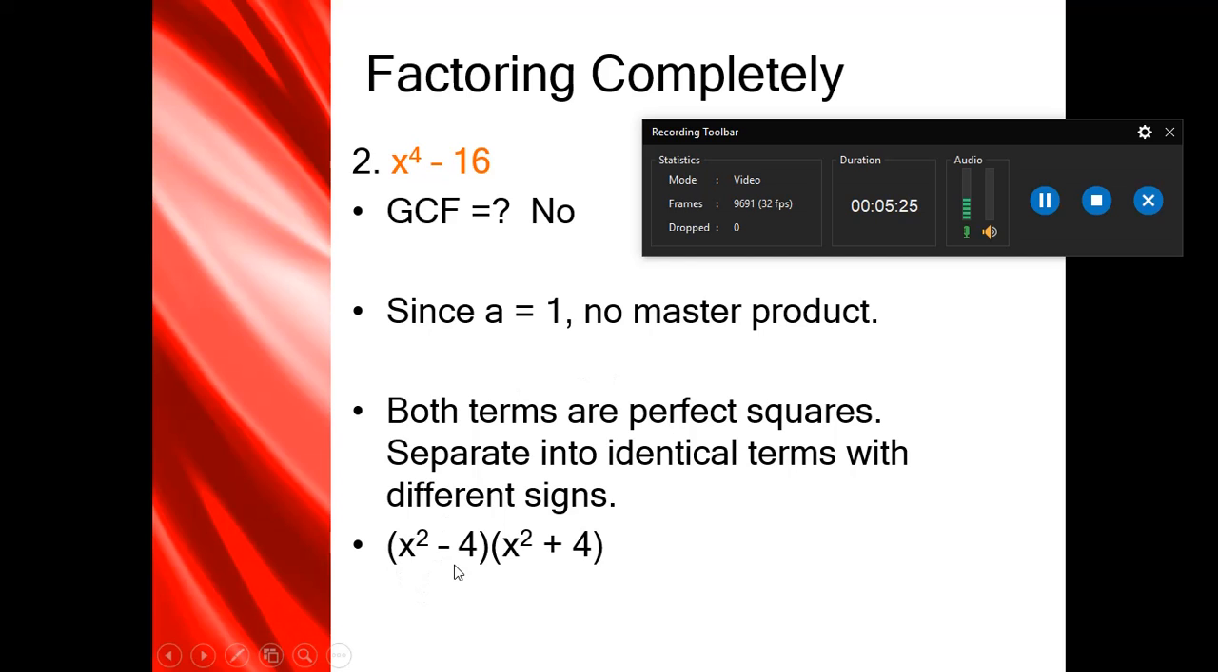This first term, x squared minus 4, is still a difference of perfect squares. So this first term needs to be broken down further. The second term, though, is not a difference, so this one will remain as it is. So in my final answer, I have 3 factors, and now this problem is factored completely.